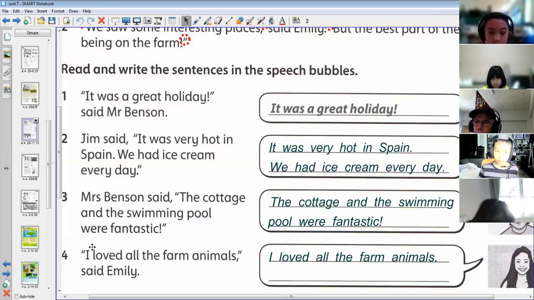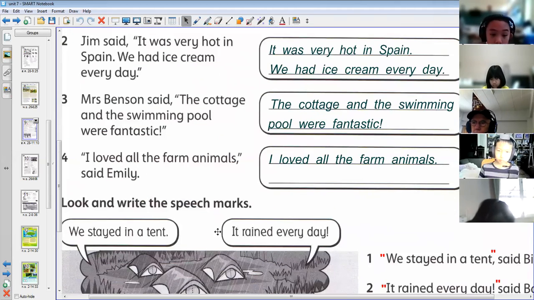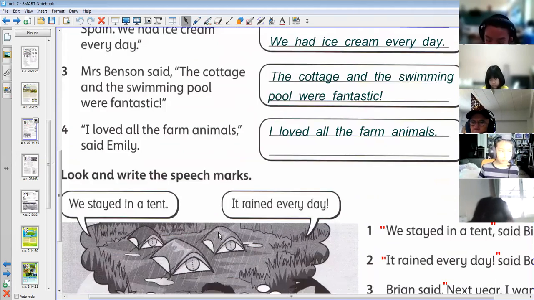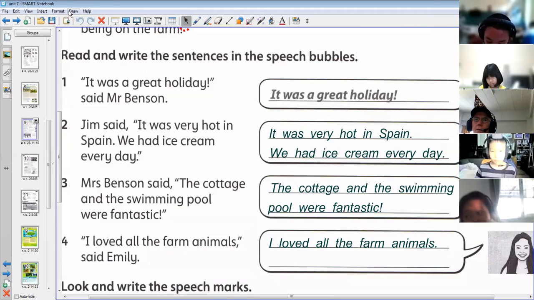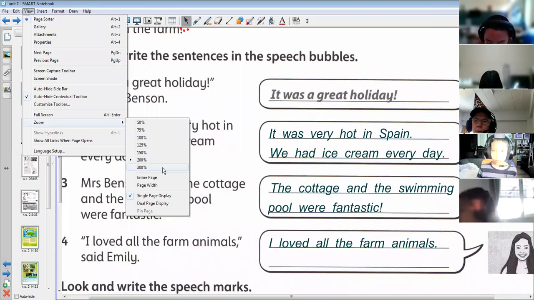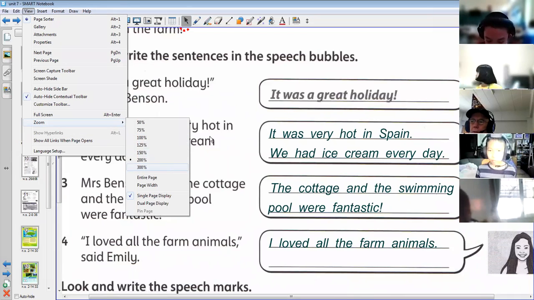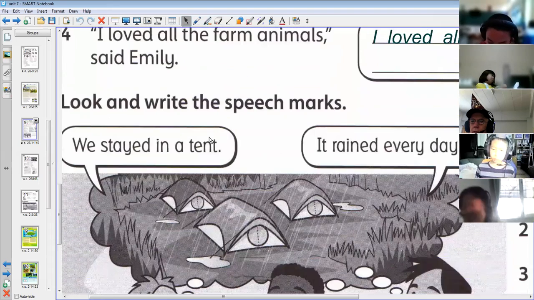And then, as we move on down, I'm going to have to make this bigger, otherwise some students just start copying. I don't want that, do I? Don't want that.